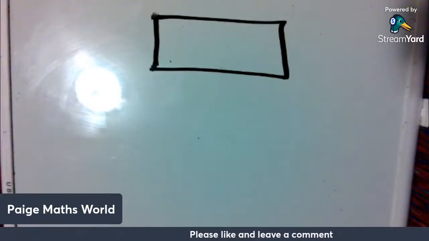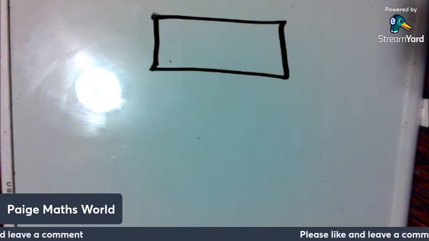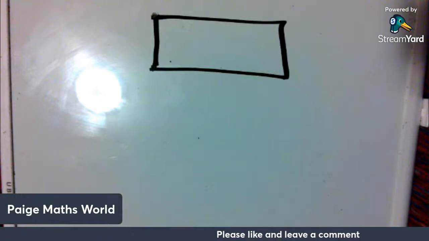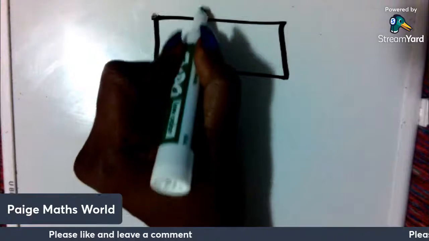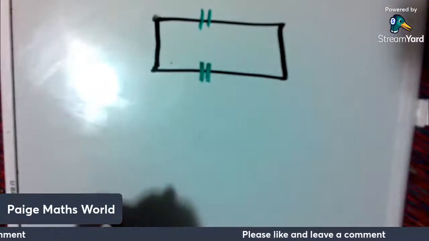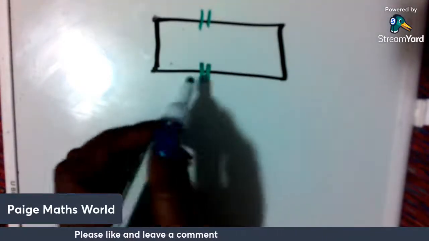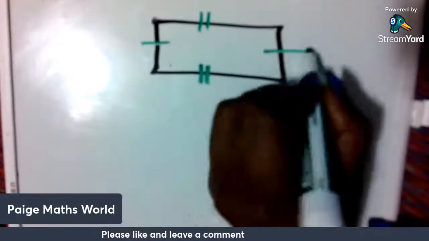Now, how do we find the perimeter of a rectangle? We need to know that this side of the rectangle is equal to this side of the rectangle. What is wrong with me tonight? I'm making a lot of errors. So this side of the rectangle is equal to this side of the rectangle, and then this side is equal to this side.